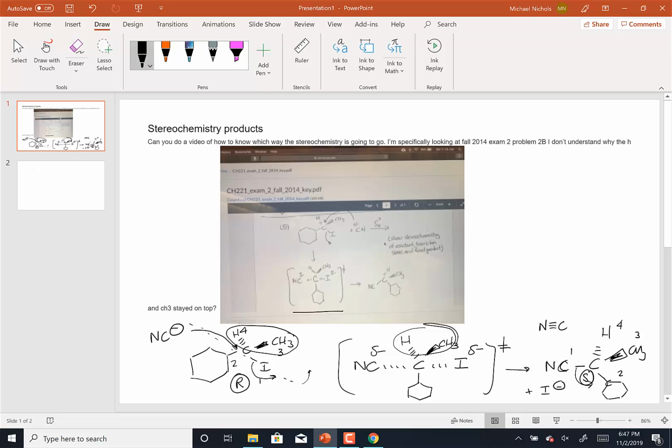So that's the reason why the methyl and hydrogen stayed on top, because that's where they were to begin with. But again, when you're doing SN2s, and I also recently put up an example of an SN1, if you get a chiral center as your reactant, and I show you the bold and dashed wedges, the groups have to stay on their appropriate bond all the way through to the end. So I hope that helps.